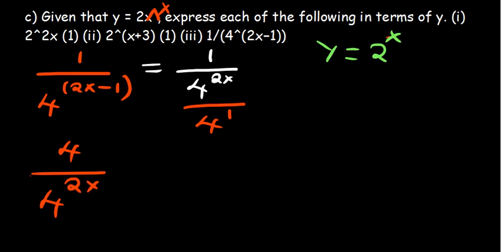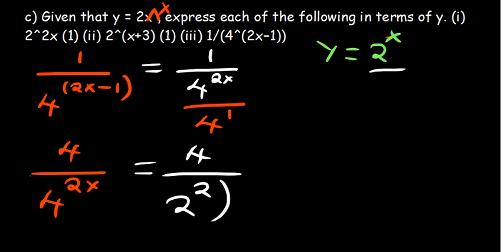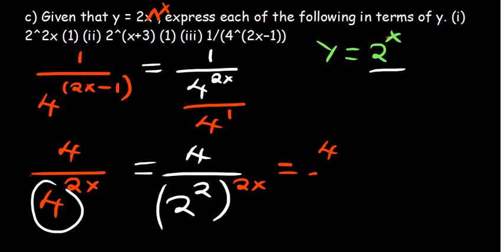Remember our y is in terms of 2, so we don't want to see a 4 down there. So 4 is the same as what? We understand that 4 is the same as 2 to the power 2. That is representing the 4. Then remember the 4 is also raised to the power 2x. So we now have 4 over what? We can multiply this 2 by the 2x, which is just going to be 4x there.